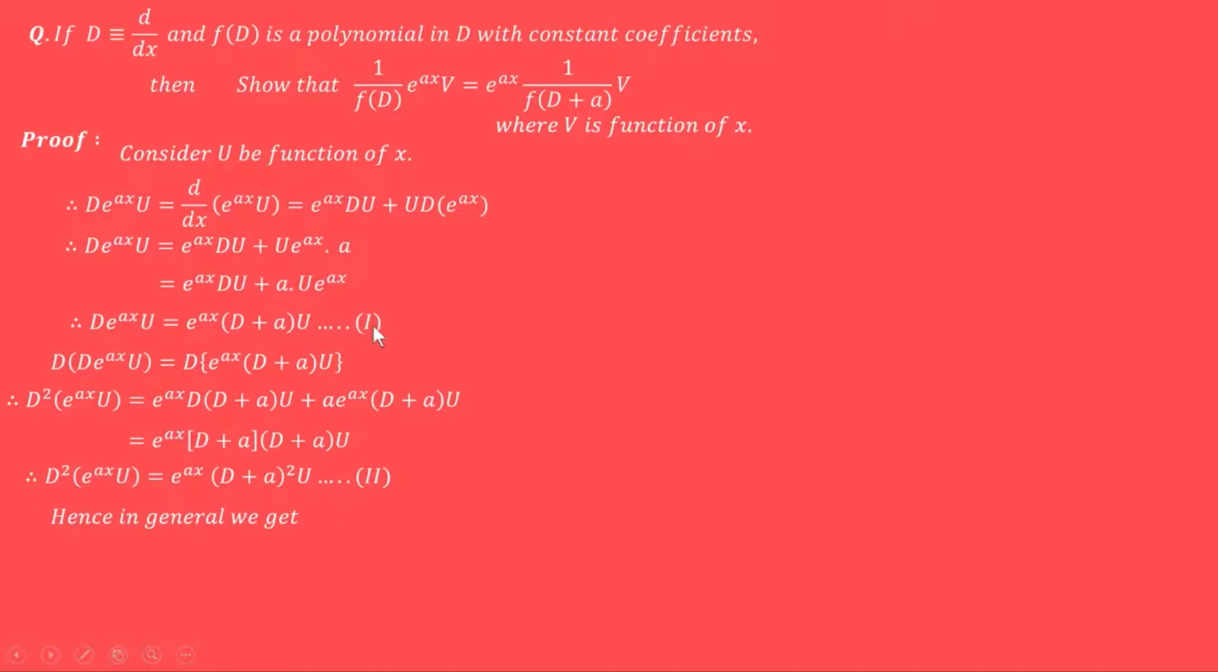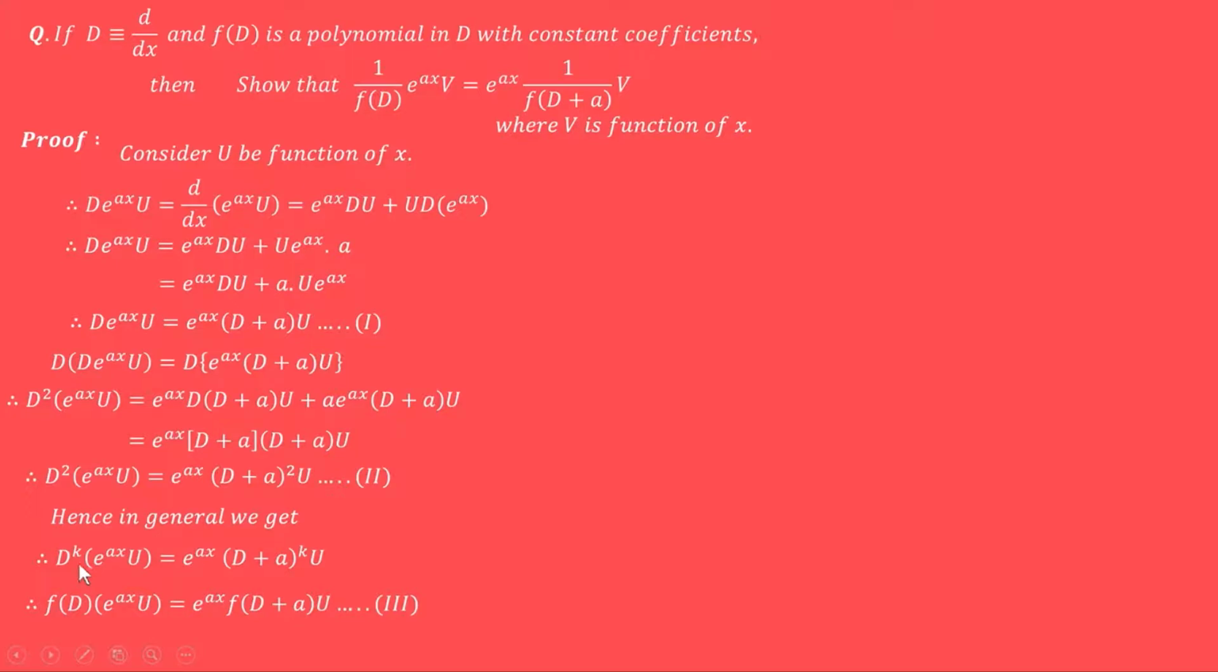Now continuing in this way, we get D raised to k, e raised to ax into u is equal to e raised to ax into (D plus a) bracket raised to k u. We generalize this from equation 1 and equation 2. Now see, this D raised to k is a function of D, that is a polynomial in terms of D. And here (D plus a) raised to k is the function of D plus a. So you can write D raised to k as f of D and (D plus a) bracket raised to k as f of D plus a.